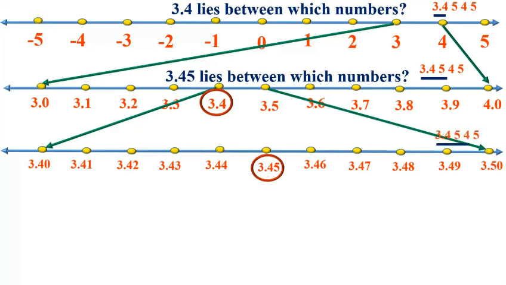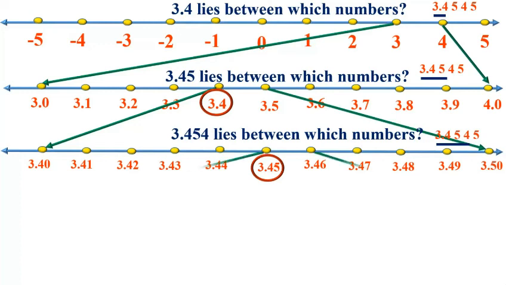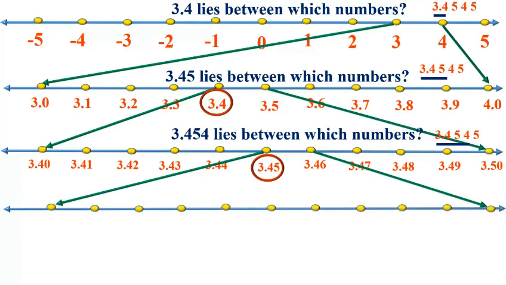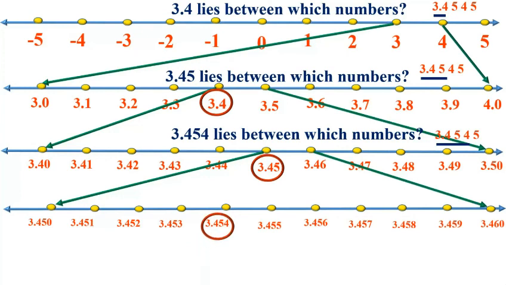Next we shall see where 3.454 lies. It is greater than 3.45 and less than 3.46. So we divide the portion between them into 10 equal parts. Now complete the number line. Now you can see where 3.454 lies.